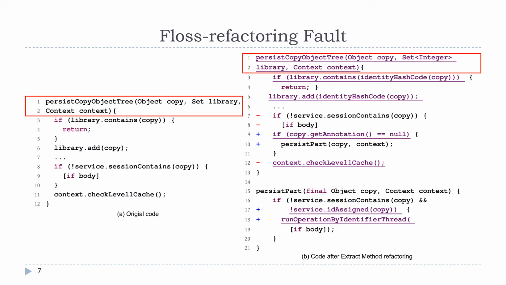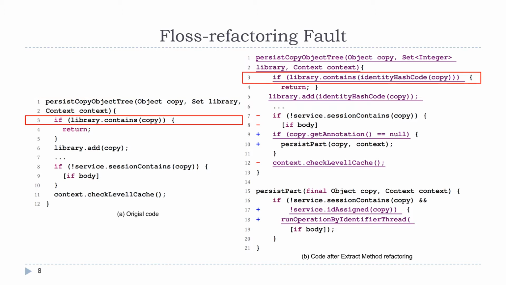First, the method signature was changed. The parameter library, which was an unspecified set, now has a specific type, integer. Second, an if statement was modified to check the hash code of an object instead of the actual object.